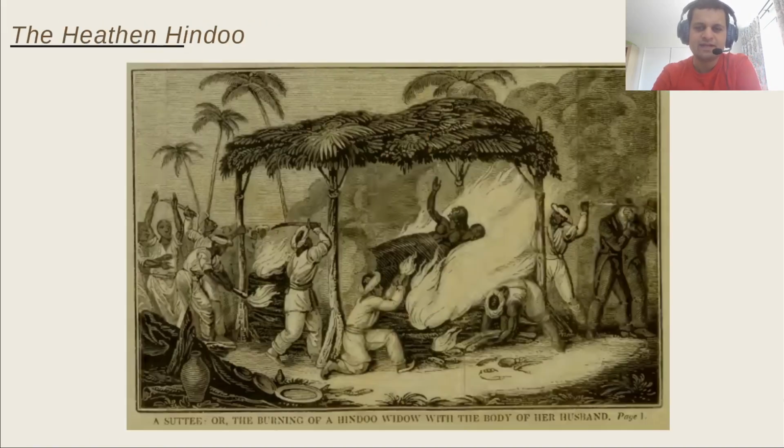This is what was referred to as a woodcut. A woodcut basically was a pattern which was cut on wood, and then like a typical stamp, you would put ink and press it on paper, and this was the result. This is from a missionary pamphlet from the early 1800s, and it shows a Hindu woman being forcibly burned by Hindus.